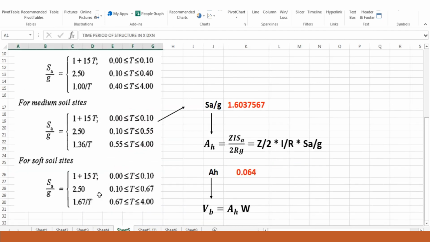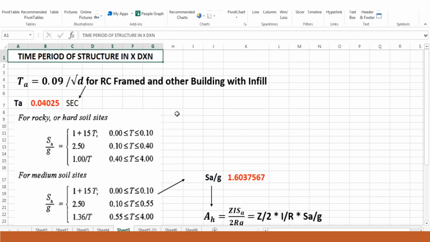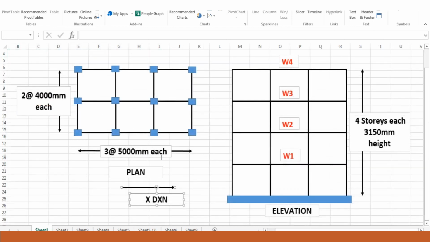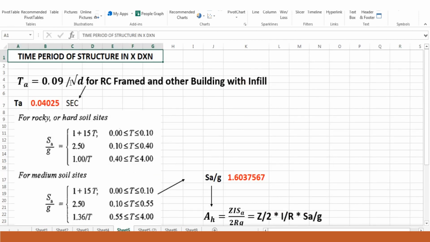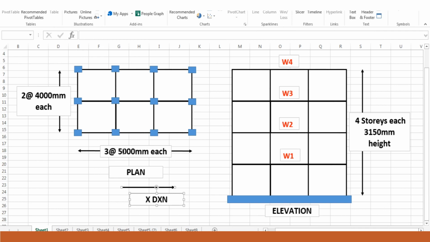Now let's move to determination of the time period of the structure. First, in the x direction. The x direction is this direction. In this direction, how do we determine the time period Ta? As I told you earlier, Ta is to be taken as 0.09 h divided by under root of d for RC framed structures and other buildings with infills. Now d here in the x direction is 15 meters.